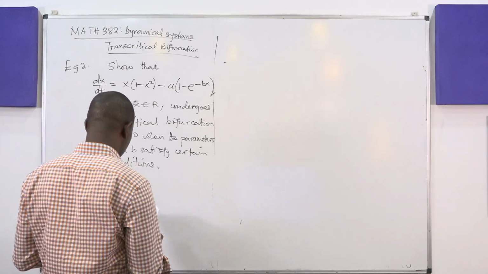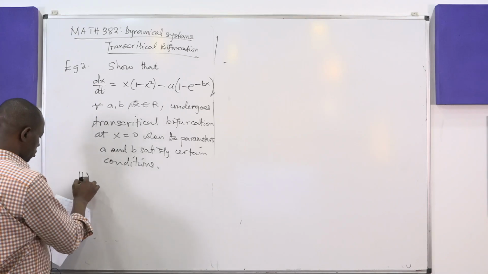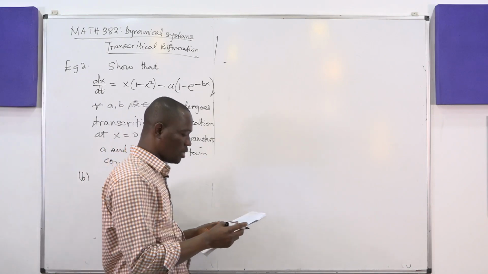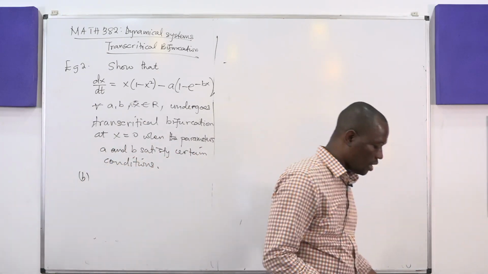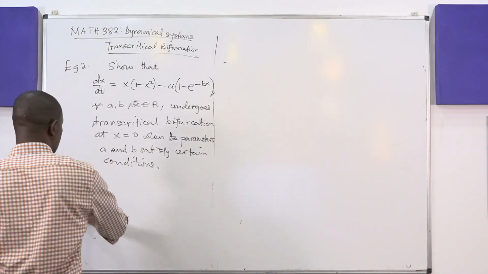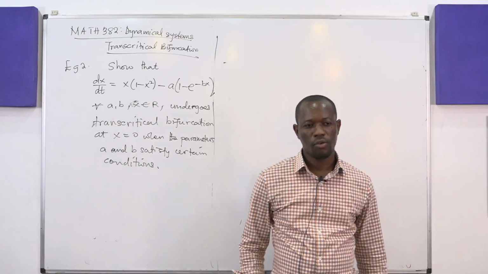Then find an appropriate formula for the fixed point. That bifurcation formula. Assume that parameters are close. Then leave that one.